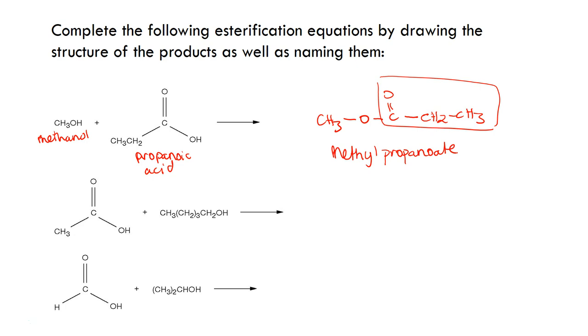Have a pause of the video and try the other two, and then watch the explanation on how to get the names for those. Okay, hopefully you had a go and you have come back. So let's see what we've got. 1, 2 here, so this is ethanoic acid. And then we've got 1, 3 in here, so that's 4, 5 for the alcohol. So this is pentan-1-ol.